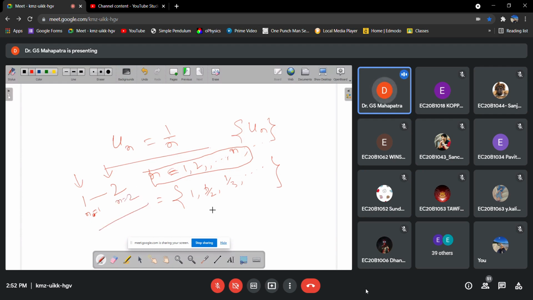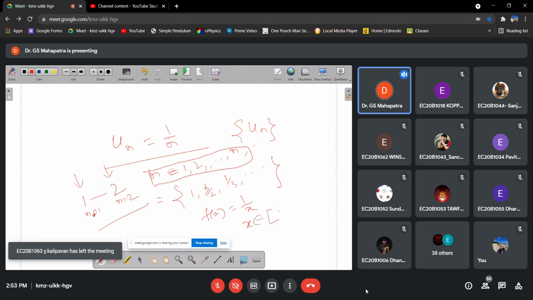But if you write f of x equals to 1 by x, this is a function, and you have to write x belongs to 0 comma infinity, since x is not 0. Then this is a continuous function, and the earlier one is a discrete function.